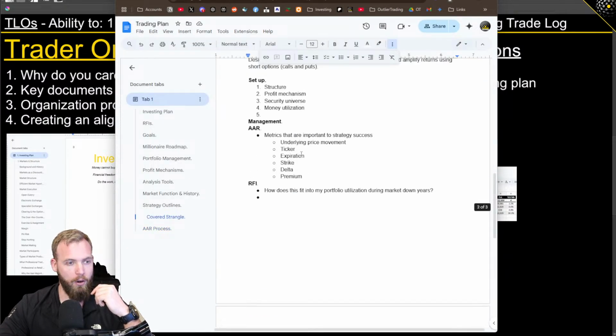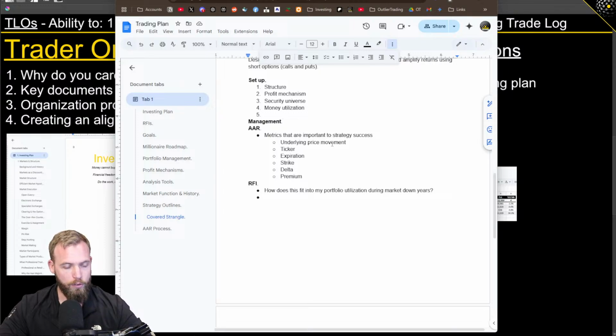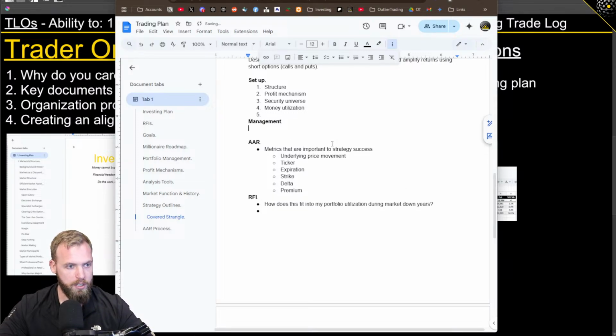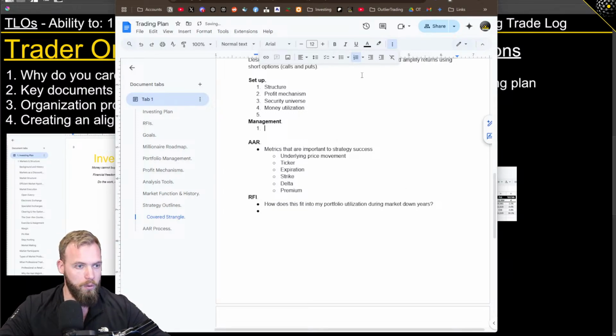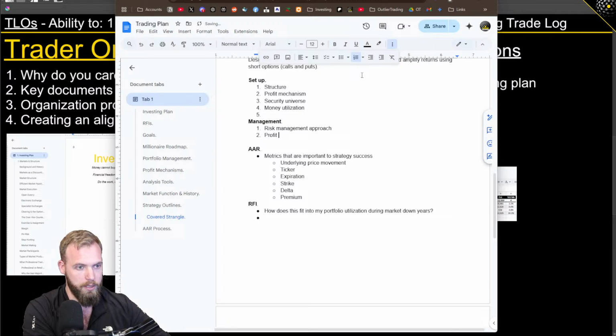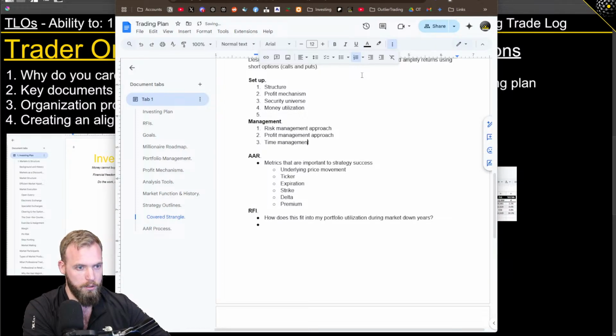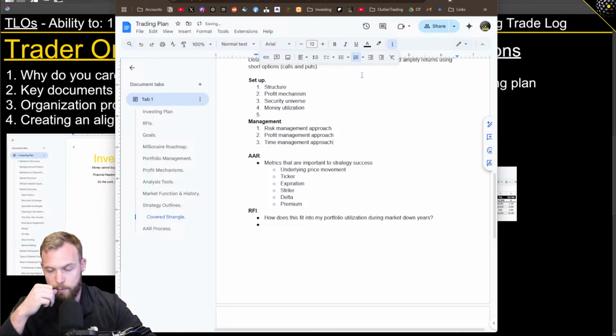We're talking about up here, the management. The management cycle for a trade includes how, risk management approach, profit management approach, time management approach, and so on.